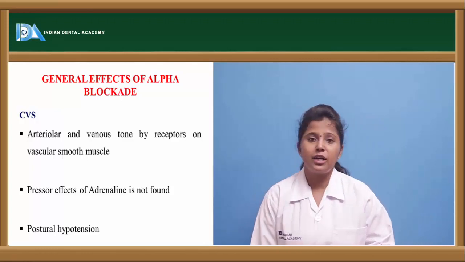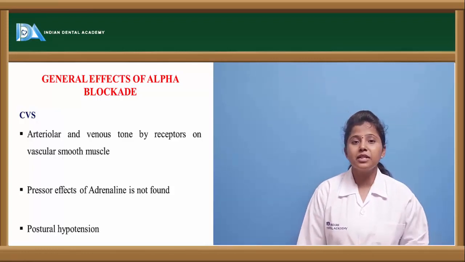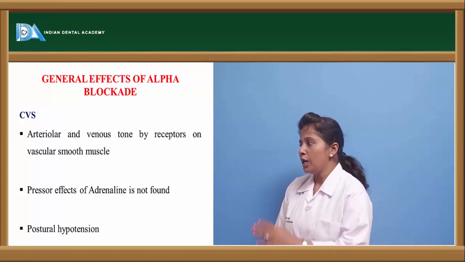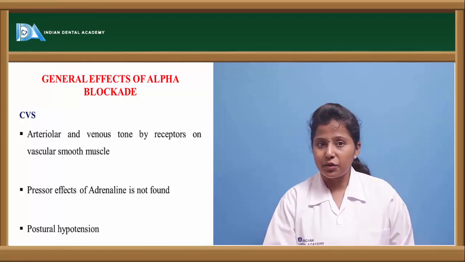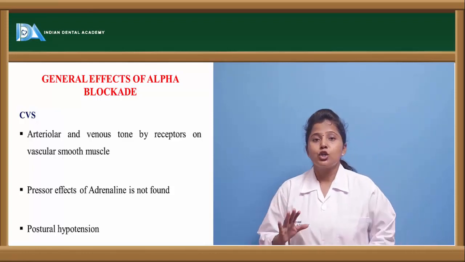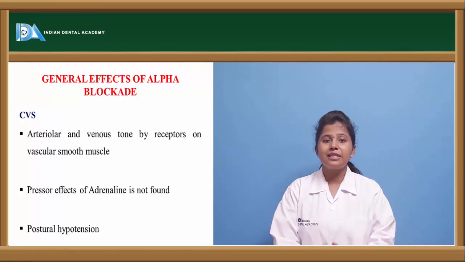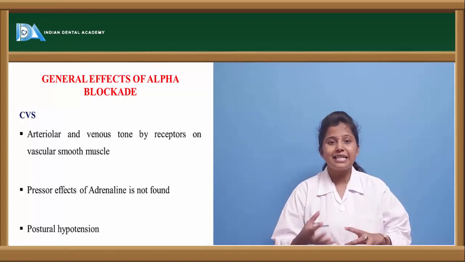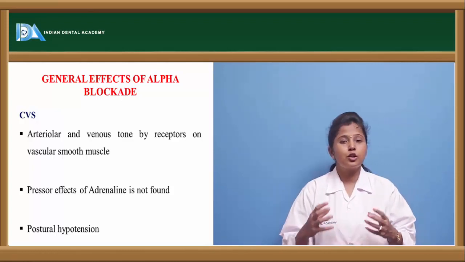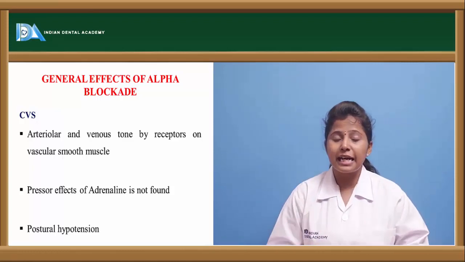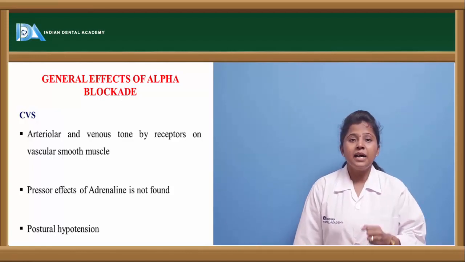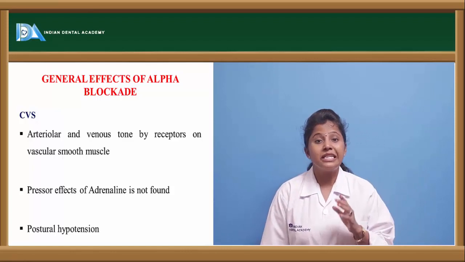So the effects on the cardiovascular system. What happens if alpha receptors on the cardiovascular system get blocked? There are alpha receptors on the vascular smooth muscles of the heart. So here, the arterial as well as venous tone: we have the arteries and veins, and they are made up of smooth muscle. The smooth muscle tone, or the contractility and relaxation of these arteries and veins, will be determined based on the alpha receptor which it is binding to.